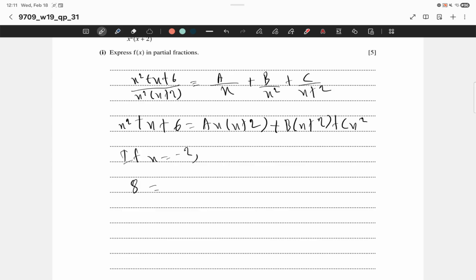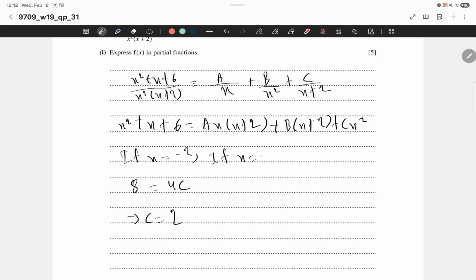So a gets cancelled out, b gets cancelled out, and there's only c. Like -2 plus 2 is 0, and if you multiply a with 0, a is gone, and same with b. So it is actually 4c. c is 2. Sorry for my handwriting. Okay, so we have found the value of c.